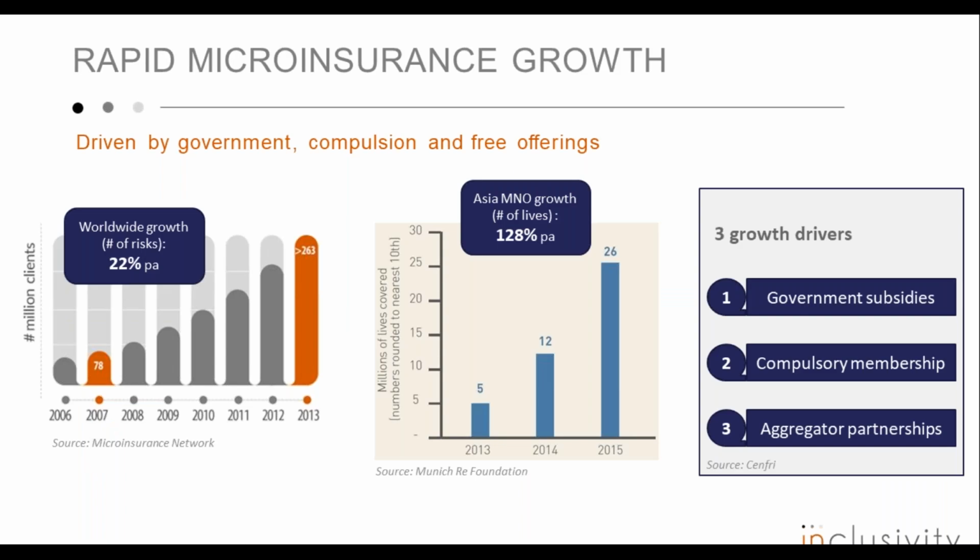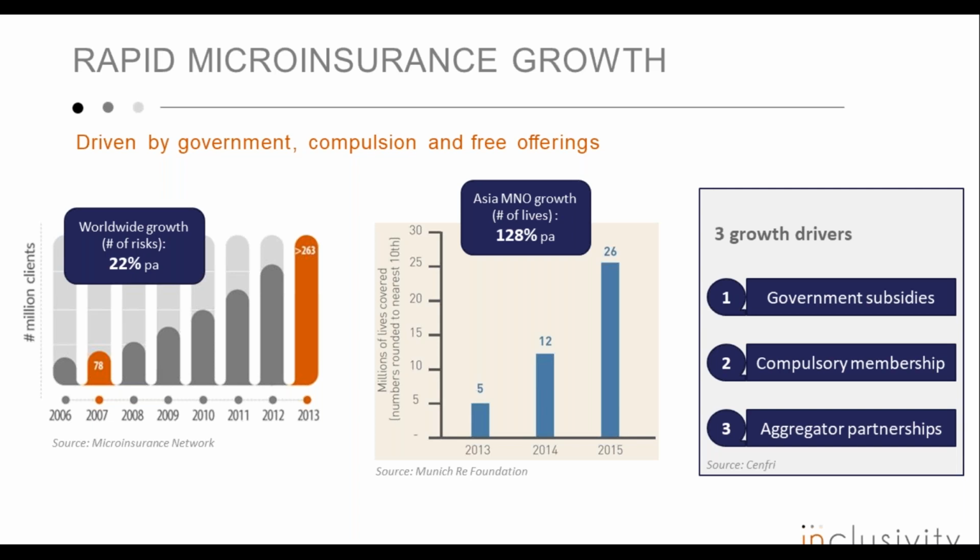Thank you. So in terms of microinsurance growth, we've seen pretty rapid growth internationally. The first graph on the left gives an indication of the growth in the number of risks that were covered, ranging from 2007 up to 2013, which is an annual growth rate of approximately 22%. If you contrast that against traditional insurance, where growth internationally has probably been less than 5%, you can see obviously microinsurance is really starting to grow quite rapidly.